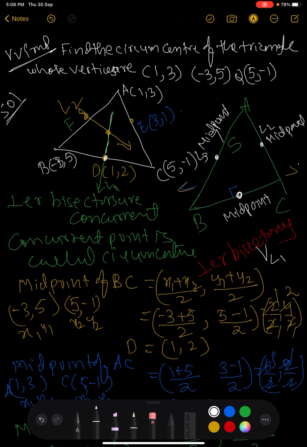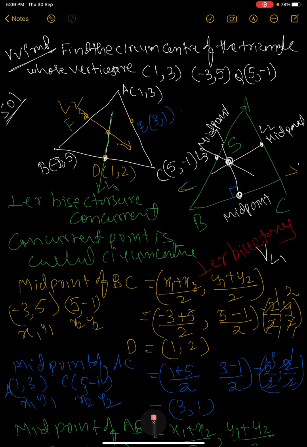What we have to do here is draw the perpendicular bisectors; their intersection is the circumcenter. A bisector means it passes through the midpoint of the side and is perpendicular to it at the midpoint. So here in this figure, A is (1, 3), B is (-3, 5), C is (5, -1).